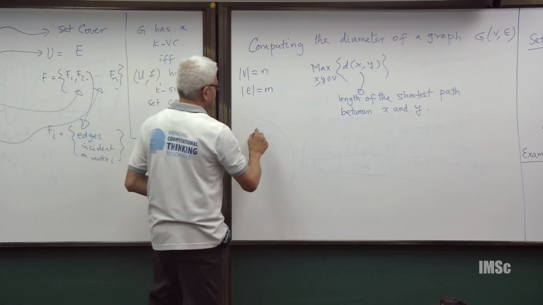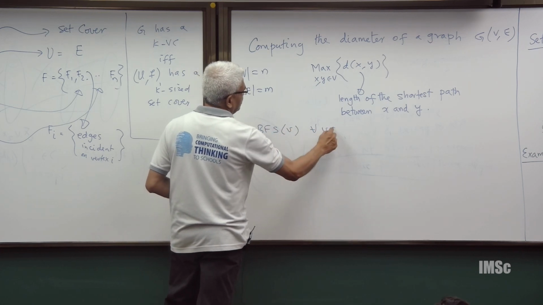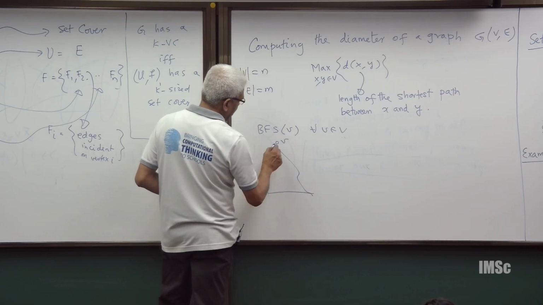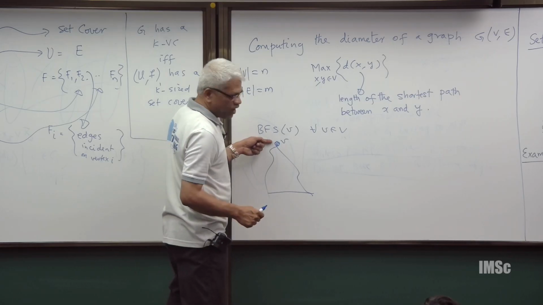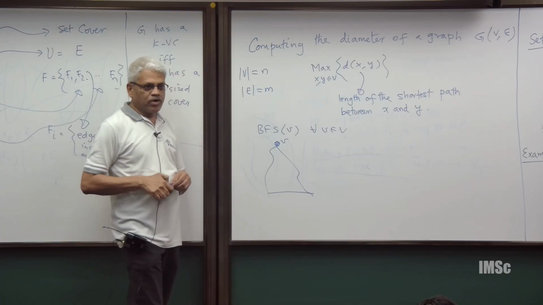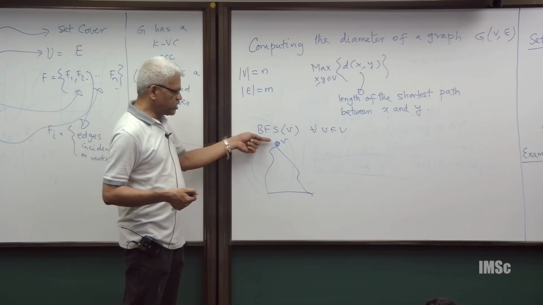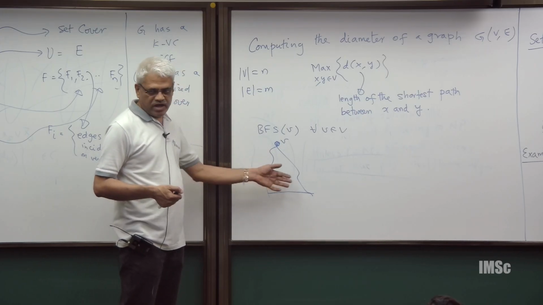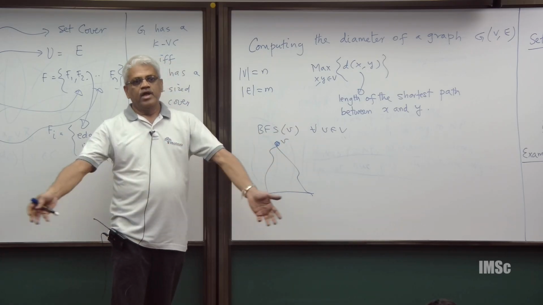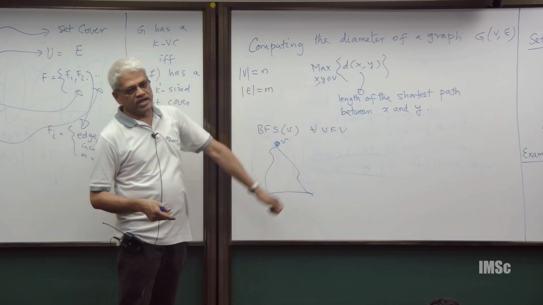So, do a BFS from v, for all v in V. When I do that, I start at v and I have this whole tree, and I know the distance from v to every vertex, the shortest path. We are using the property that BFS actually finds the shortest paths. So, we know the length of the shortest path from v to every other vertex. Now, do this for every v, you get all pairs shortest paths, and among them you pick the largest.